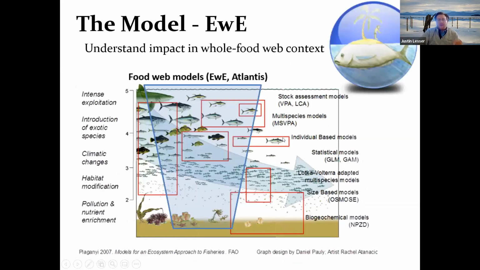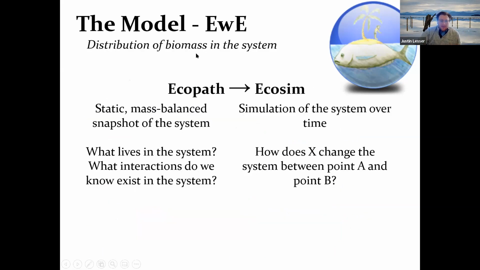So for my postdoc, we chose to use Ecopath with Ecosim. That's what EWE up here stands for. This is a good model because it incorporates all the information that these different smaller research studies or models can give us, and it gives us some information about what's going on in the whole food web at once. It gives us this distribution of biomass in the system, and it has two parts, Ecopath and Ecosim.